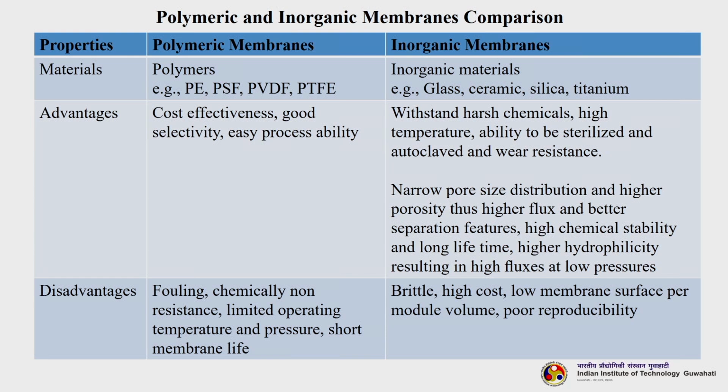And brittleness is another problem with these membranes. You need to handle them very carefully, otherwise they will break. Another problem is low membrane surface per module volume. Per module, the module which is housing the membrane, the surface area is actually less, and there is poor reproducibility.